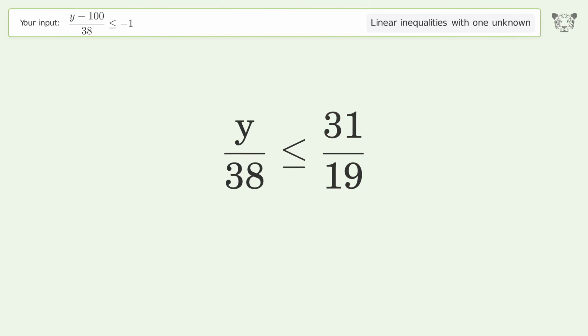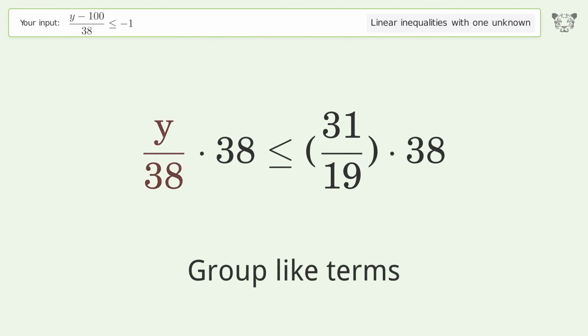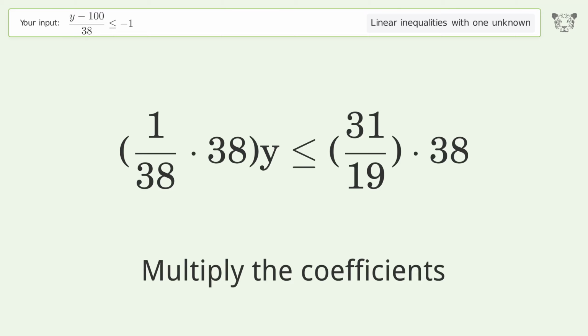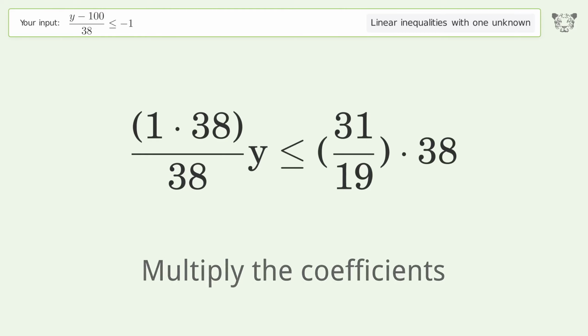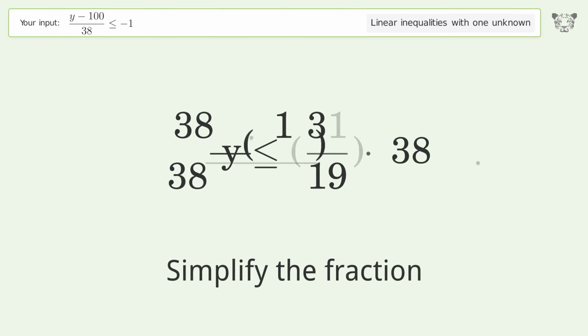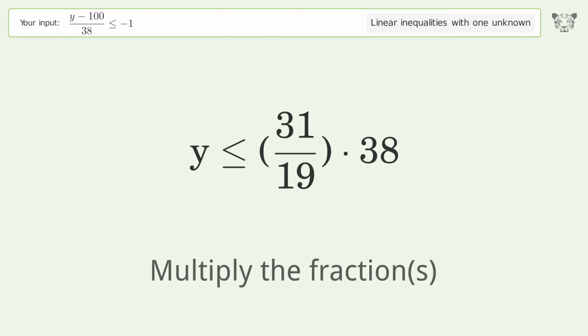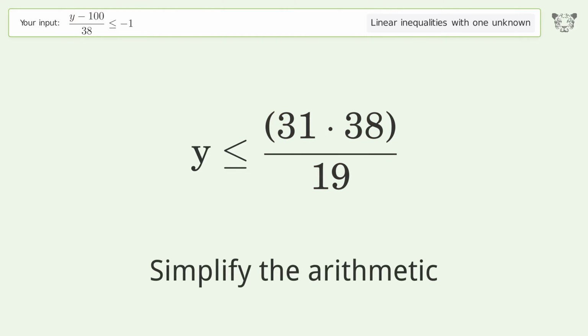Isolate the x. Multiply both sides by 38. Group like terms. Multiply the coefficients. Simplify the fraction. Multiply the fractions. Simplify the arithmetic.